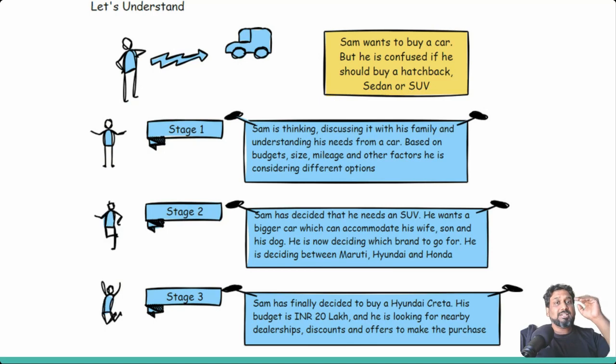That's when he has entered stage 2, which is the middle of the funnel content, and this is also the middle intent layer, where he is still not in the purchase decision, but he is still trying to discover what are the different options, discounts and brands available. After a bit of research and asking his family or friends and doing some more research online, Sam has finally decided to buy a Hyundai Creta.